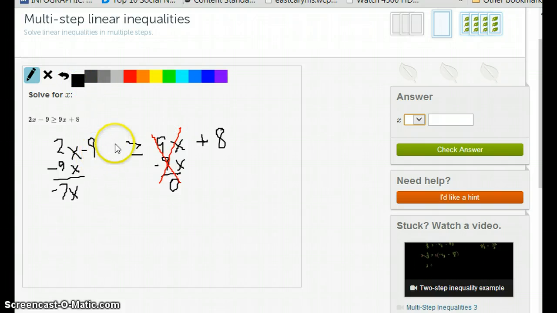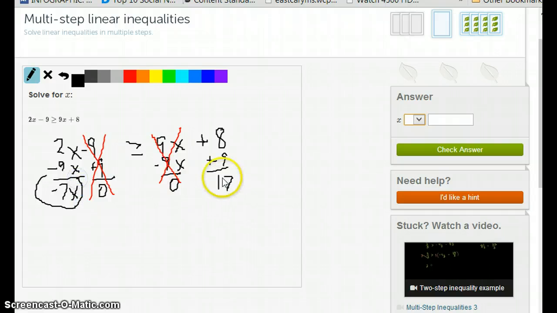And we want to get all the other numbers to the right side, so negative 9 we're going to get rid of by adding 9. And the 8 we're also going to add 9, because we need to do the same thing on both sides. Okay. So what are we left with? We're left with negative 7x and 17. So we'll put negative 7x greater than or equal to 17.